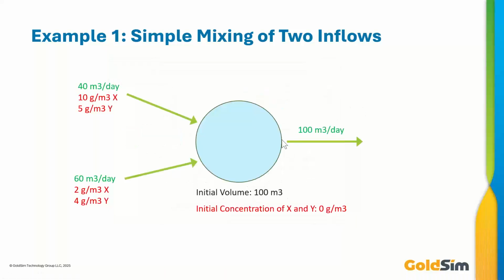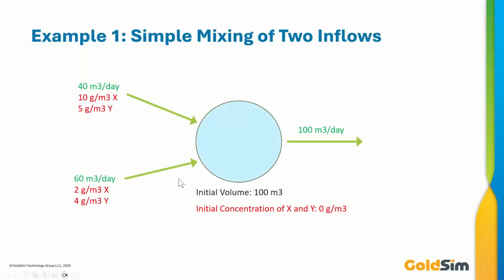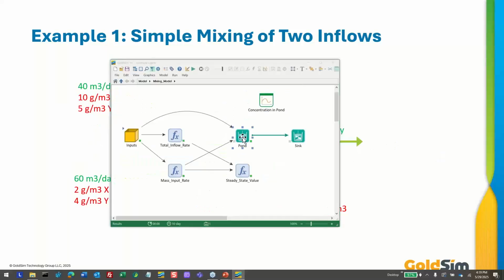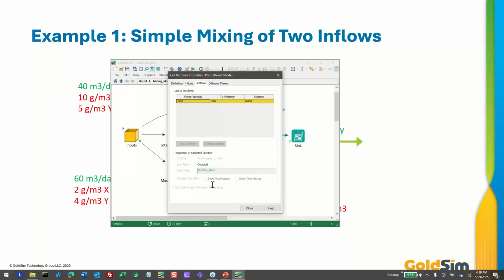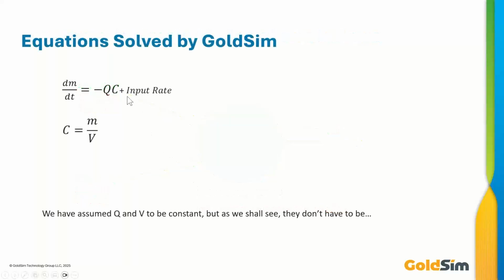We're just mixing two streams. So now let's take a second to say, what did GoldSim actually do here? Well, we provided a flow rate in that mixing cell. We actually have an outflow. There's my flow rate. We provided a flow rate. We also provided the concentrations.